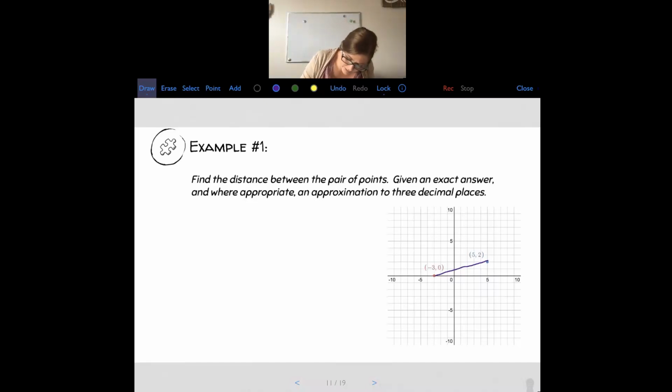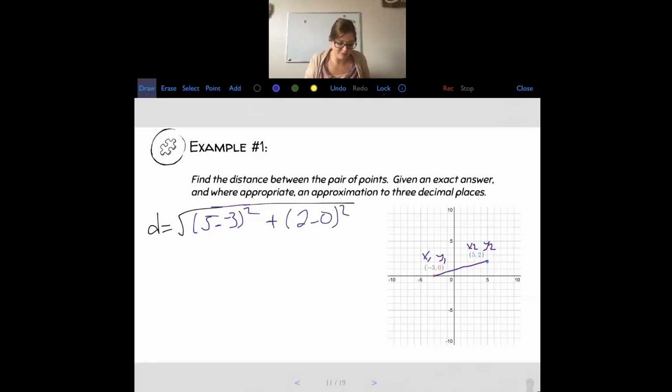I'm going to call this (x1, y1). You could label it the other way around. We'll get the same answer. So my distance formula is given by my square root. x2 minus x1 is 5 minus negative 3. The reason it's minus a negative is there's subtraction in the formula, and the 3 is negative. Add it to, and then we're going to do 2 minus 0 squared. And so now we simplify.